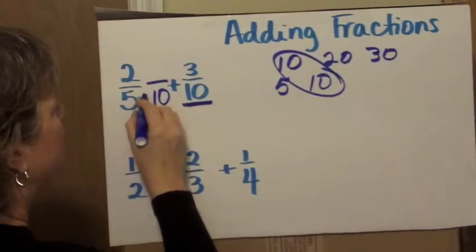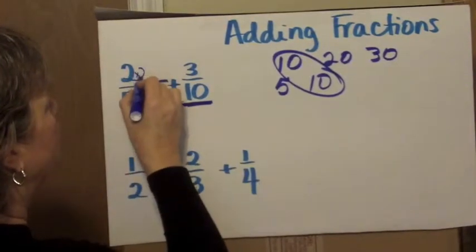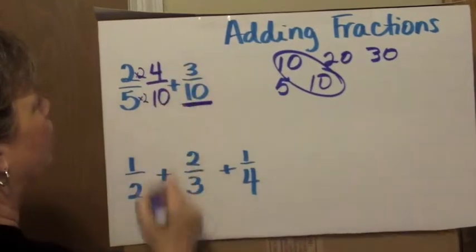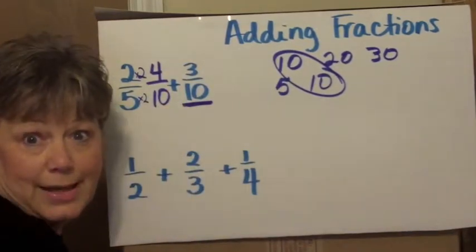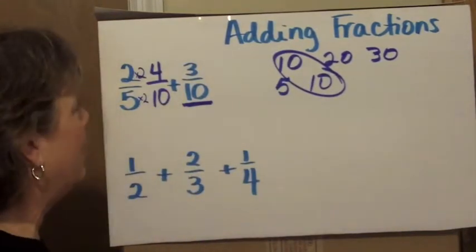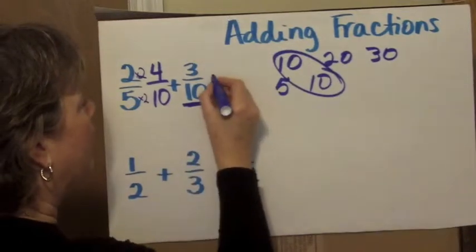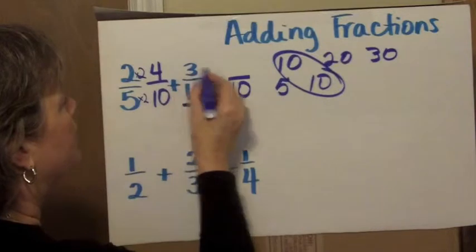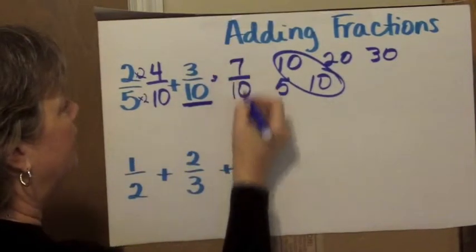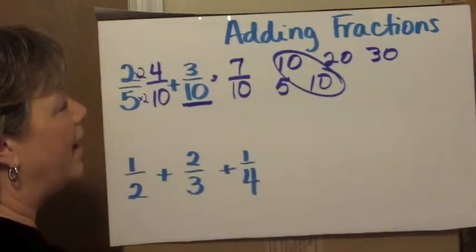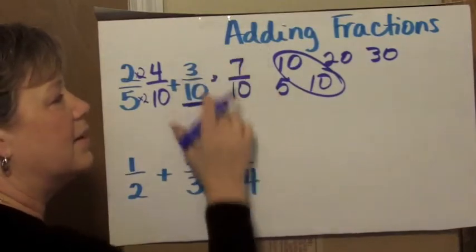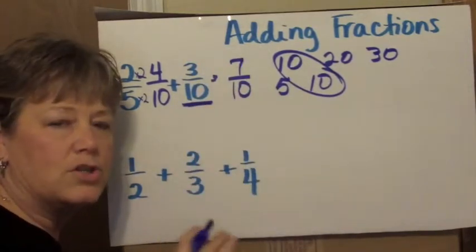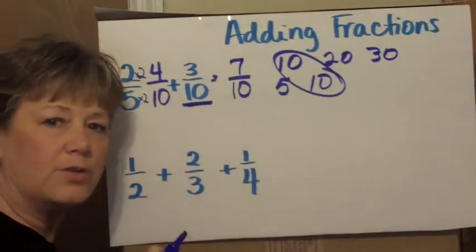5 times 2, so I have to do 2 times 2 is 4. This one's pretty easy. I didn't realize when I picked it for an example how easy. So my denominator stays the same. 4 plus 3, 7. So my final answer is 7/10. This cannot be simplified anymore. There's not a common factor that goes into both of them.